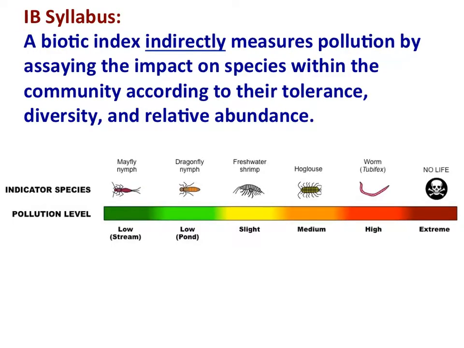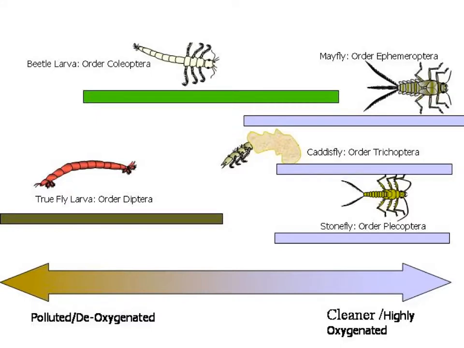The presence or absence of certain species can be quantified or placed on a scale to determine a biotic index. A biotic index indirectly measures pollution by assaying the impact on species within the community according to their tolerance, diversity, and relative abundance. Pay close attention through the next few slides. Species can be given a tolerance rating that can be used to indirectly assess pollution.